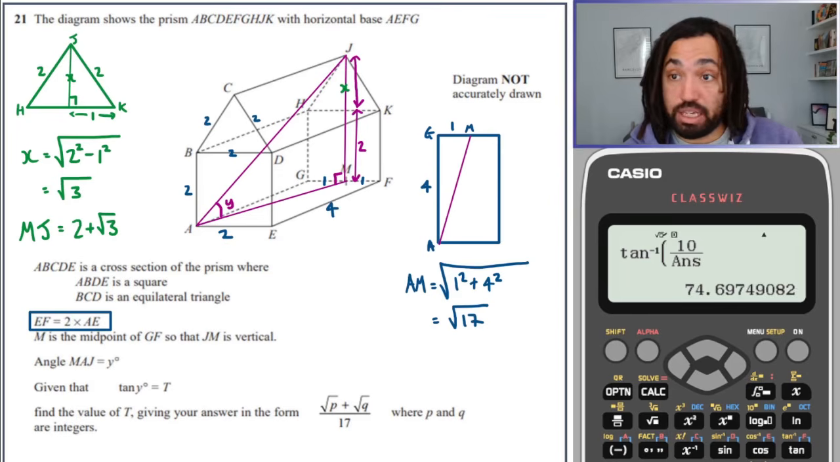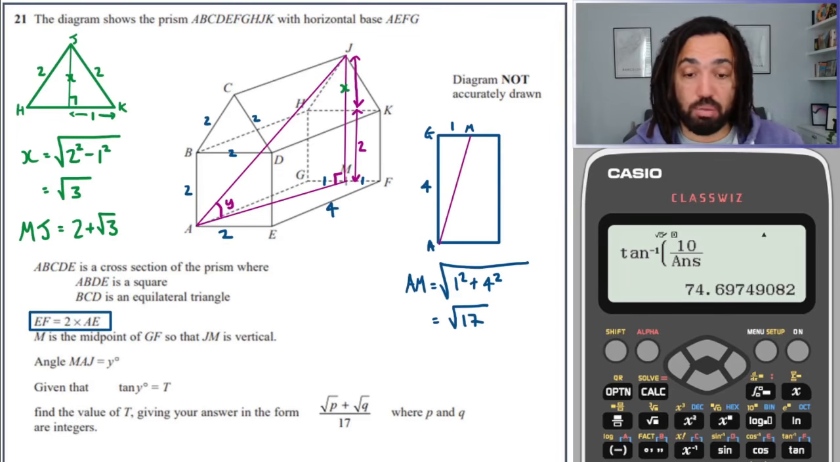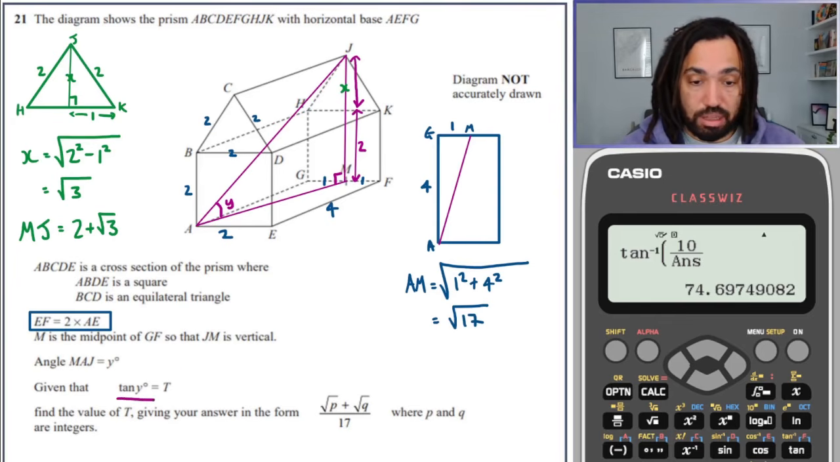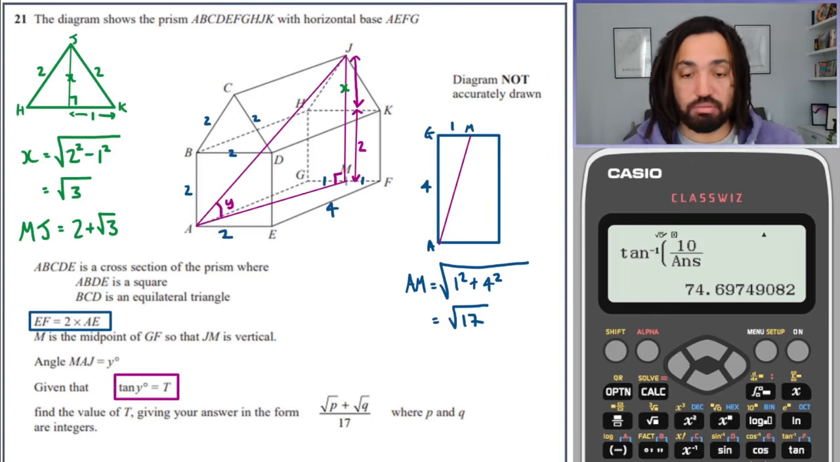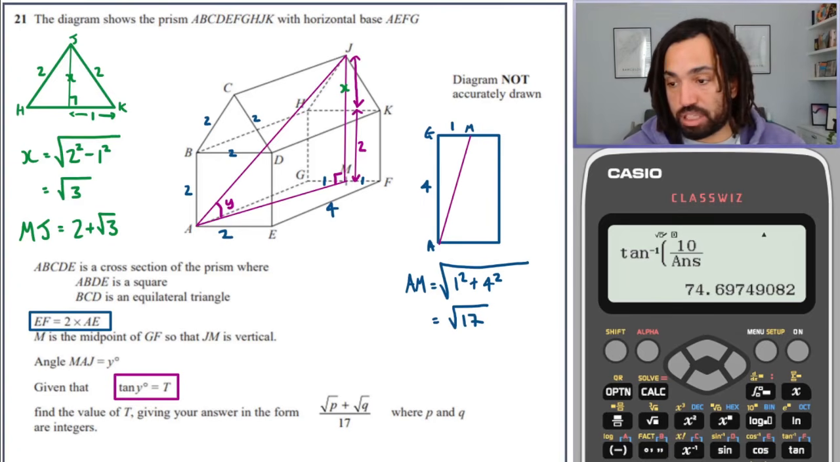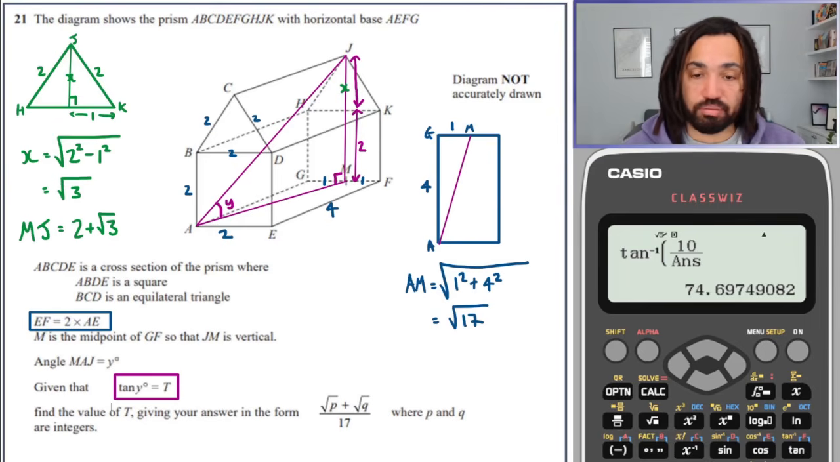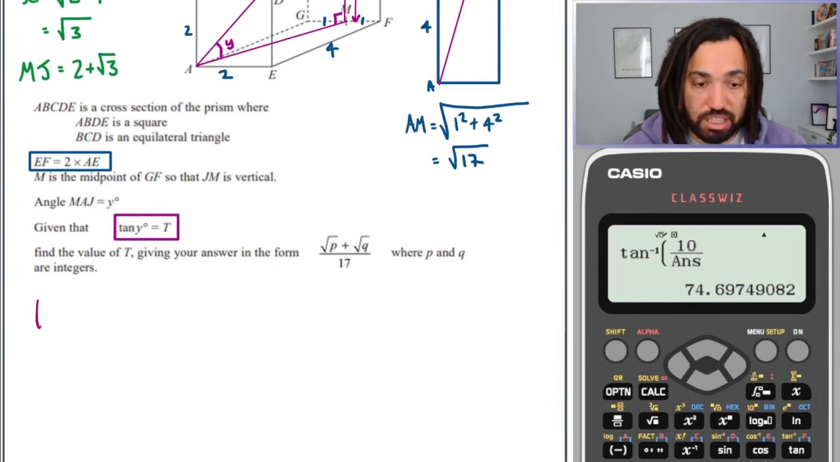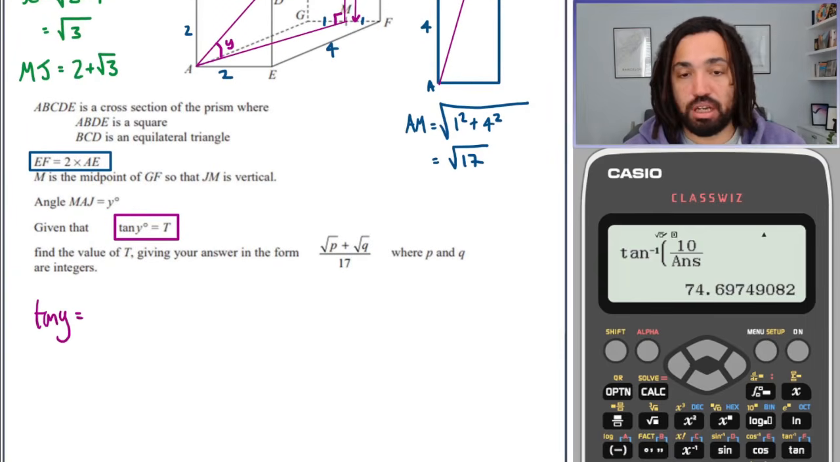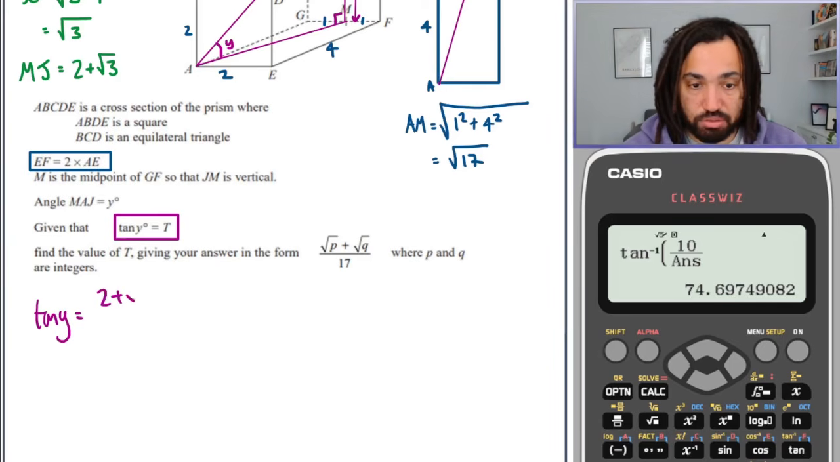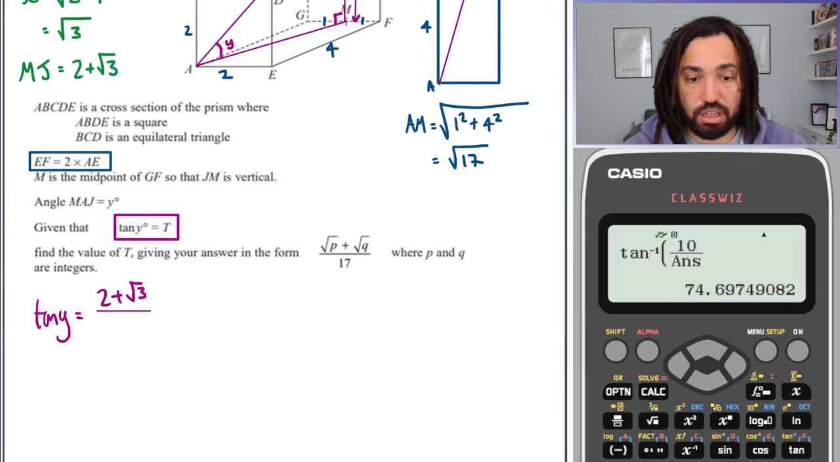Okay, so now we can look at the purple triangle and we can work out y. Now, again, I probably should have mentioned this first, but it says tan of y. So we're going to be using tan, which is perfect for us because we've worked out the opposite side length, which was MJ, and we also know the adjacent side length, which is root 17. So we can say that tan of y is equal to the opposite, which is 2 plus root 3, over the adjacent, which is the square root of 17.